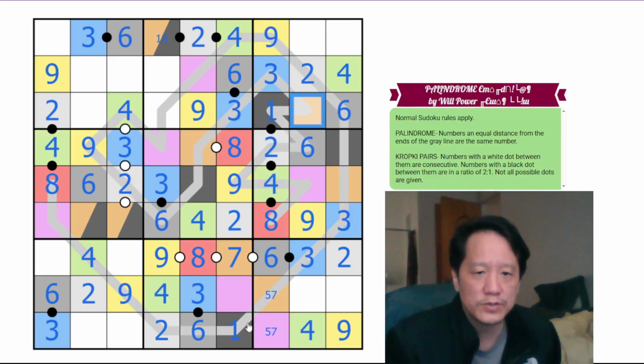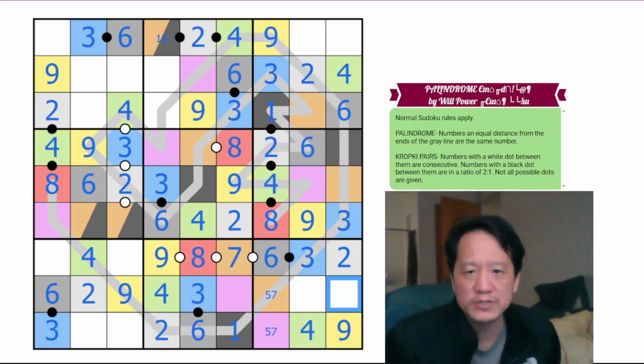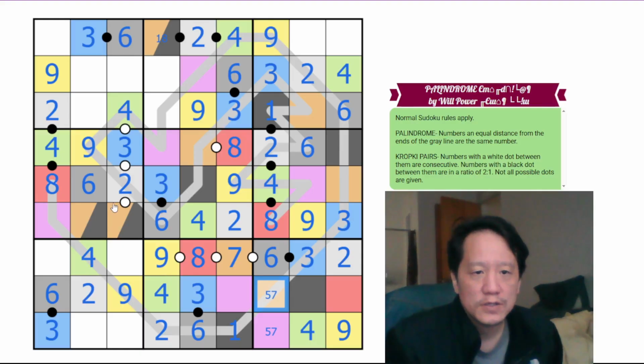So this is orange, orange. Remaining colors in row 8 are red and light. No. Dark. Red and dark. So this can't be dark, so this is red, which makes this dark here. This is consecutive with 2, and it has to be dark, which means this can't be dark here. That's orange.